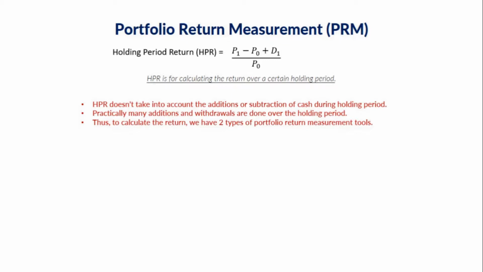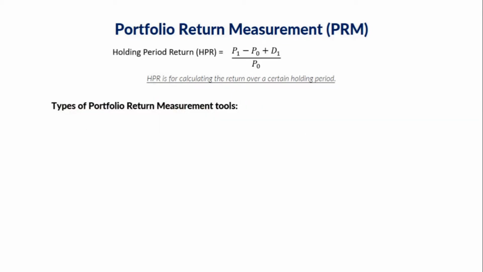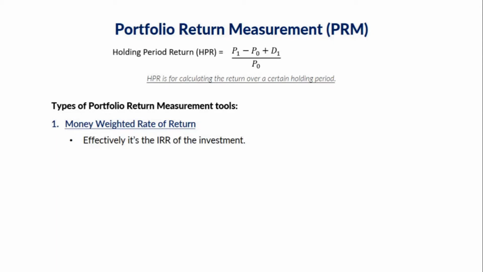So practically, many additions and withdrawals are done over the holding period. Thus, to calculate the return, we have two types of portfolio return measurement tools. The first is the money weighted rate of return, which is effectively the IRR of the investment itself. We have done the IRR part in part 2, so if you want, the video is linked below and you can go and watch it to know more about IRR. And the second one is the time weighted rate of return.